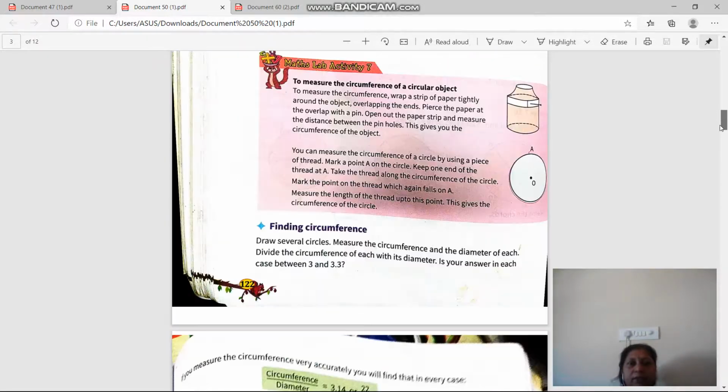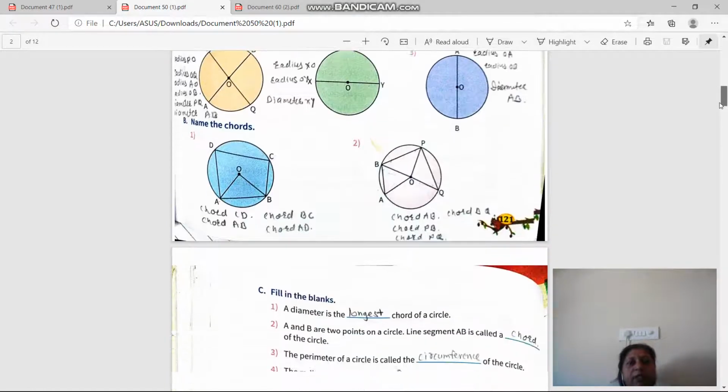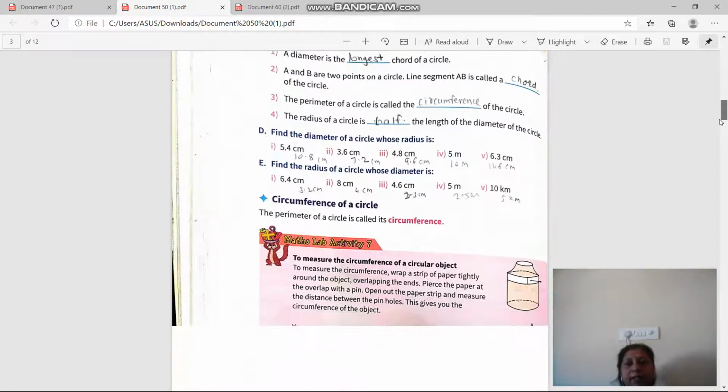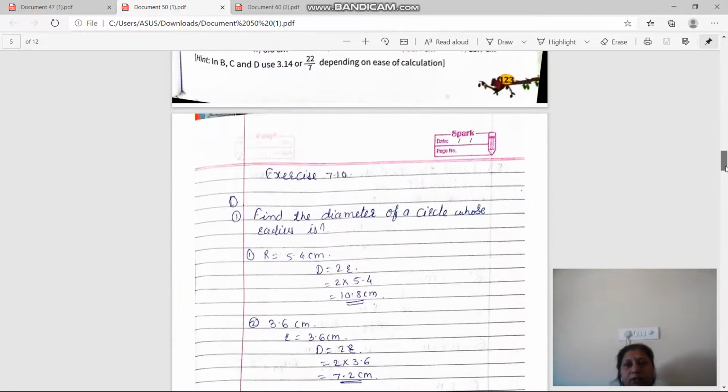It's D, and C is completed. Just one second, I want to see. Yeah, C is the fill in the blanks, and D and E we have to solve. So it is solved in here.